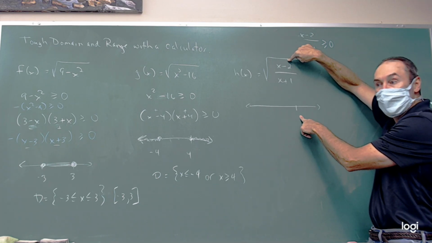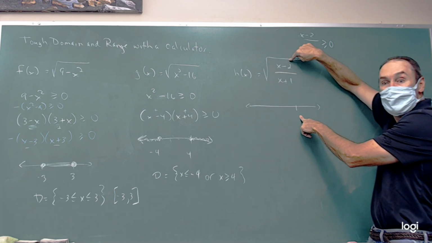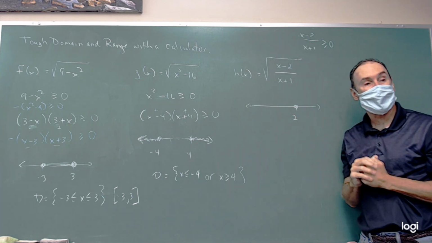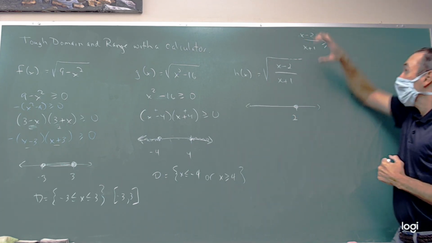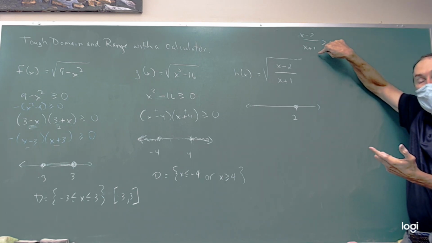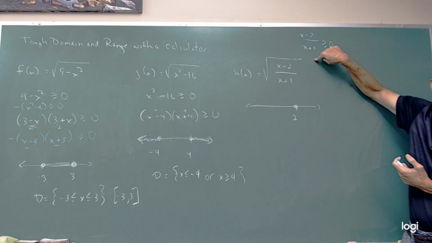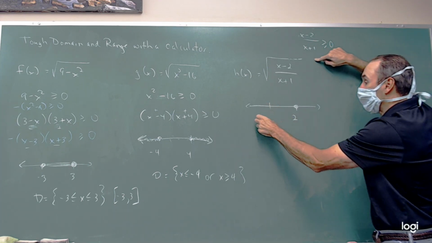Square root of 2 is defined, square root of 0 is defined. So this is a solution, so it gets to be a solid dot. This will be undefined when the denominator is 0. What value of x makes the denominator 0? Negative 1. So I'm going to put it left over here.